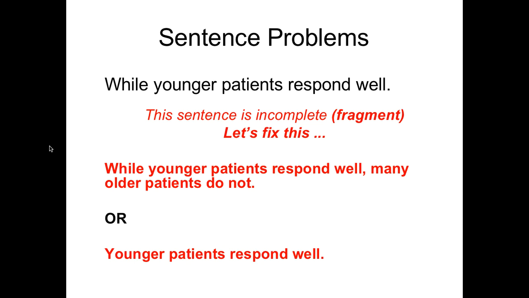So let's fix it. You could write, while younger patients respond well, many older patients do not. Now again, here we've added another clause, another part to complete the thought. So you've got two ideas, two clauses in this sentence with a linking word. The other approach would be just to get rid of this linking word because it links to nowhere. You could just write, younger patients respond well, full stop. Now this is a complete thought.